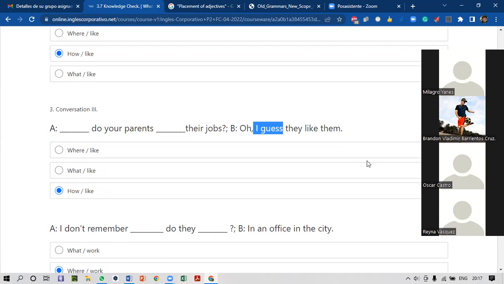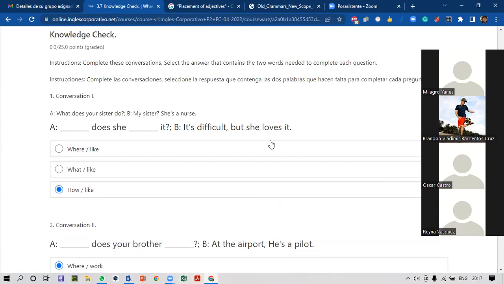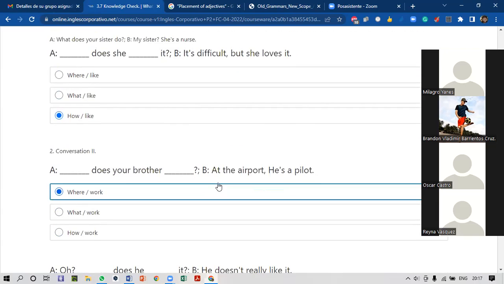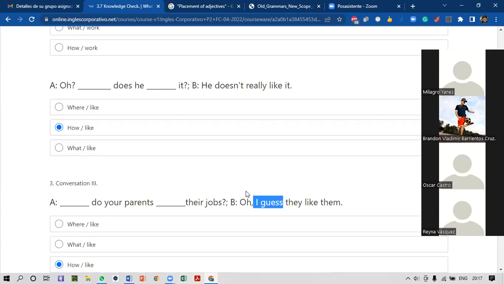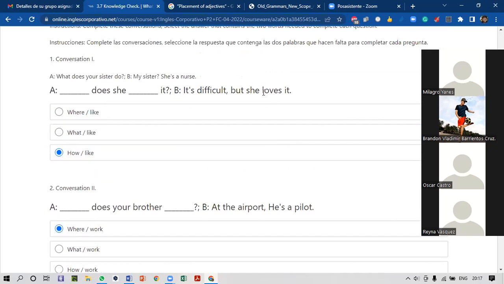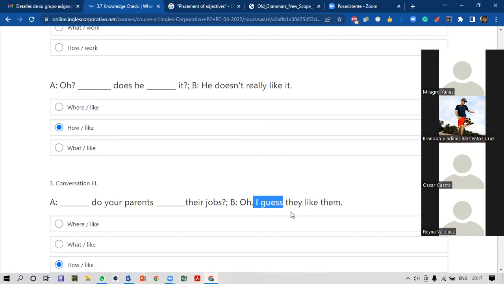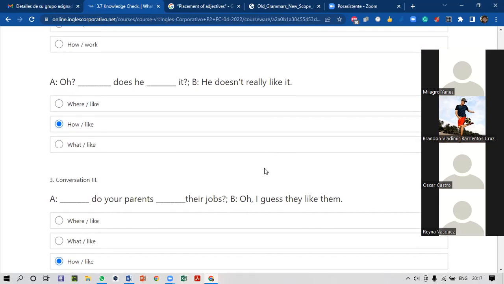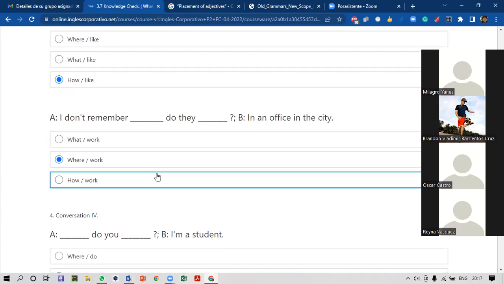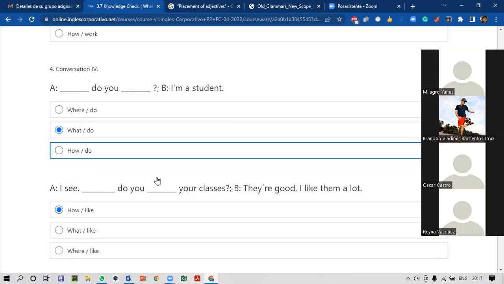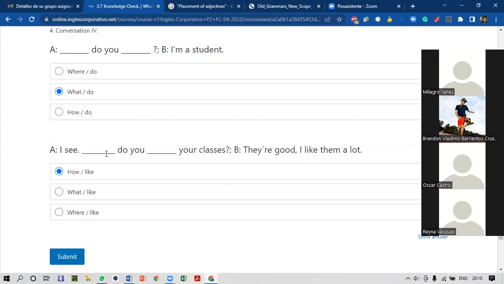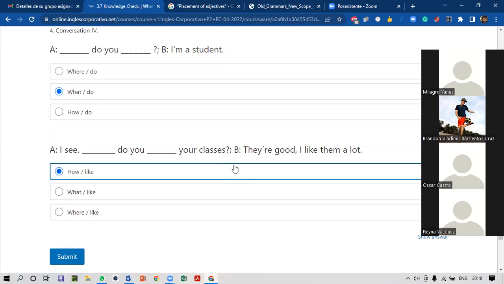Okay, so you see three different answers. One answer, two answers, and three. Una que le fascina, le encanta, otro que no mucho le gusta, realmente no le gusta, and una que supongo, right? And there is another one here. It says, how do you like your classes? They're good. I like them a lot. Son buenas, okay? Me gustan bastante.